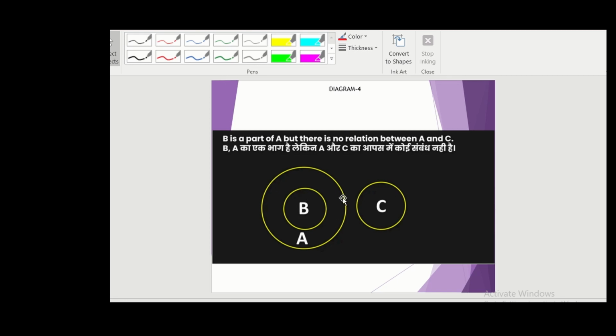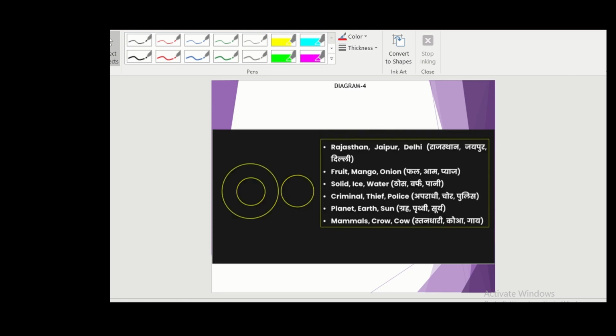If I explain this, I have a mustache. A represents man and C is girl. Can a girl have a mustache? Of course not, right? So you can understand it like this. Let's check the example: solid, ice, water. This is water, this is ice, and this is solid. Now I know you can argue about the ice and water, but let me explain it.